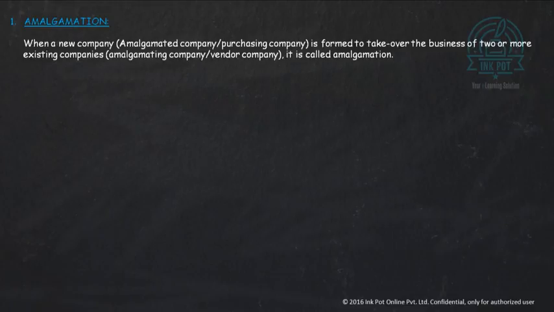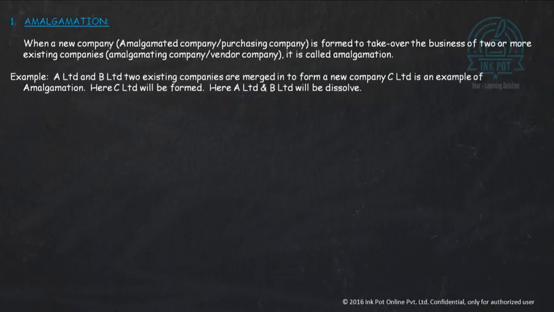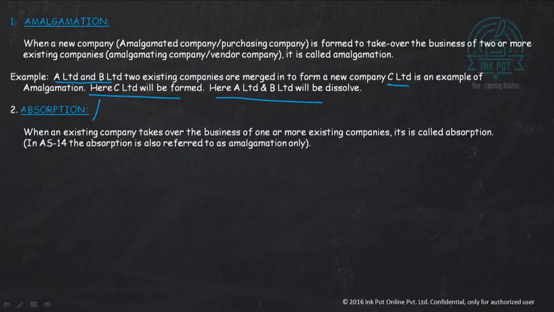Now, amalgamation: when a company takes over the business of two or more other companies, it is called amalgamation. For example, A Limited and B Limited form a new company, C Limited, in which A and B dissolve and a new company C is formed. That is amalgamation in the nature of merger. Amalgamation can be defined in two forms: one in the form of merger, another in the form of purchase. Absorption, or you can say purchase, is amalgamation in the nature of purchase.